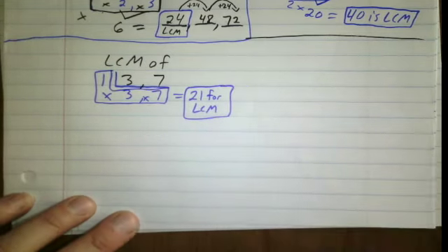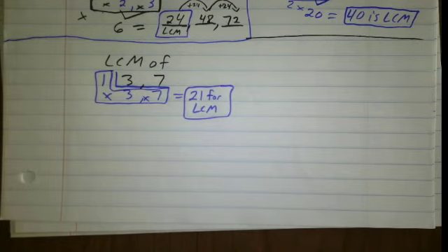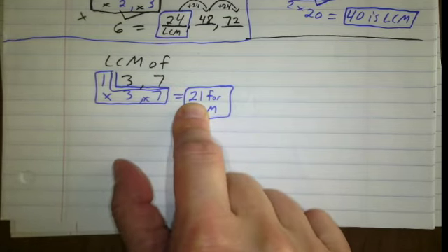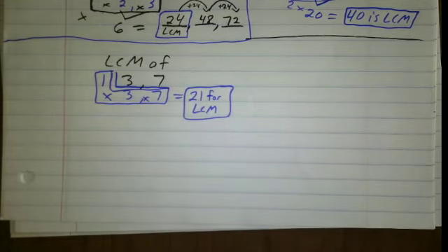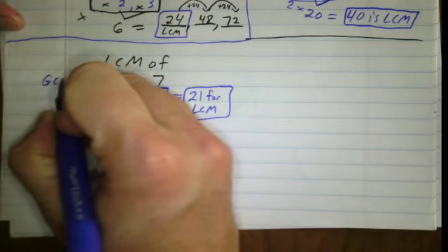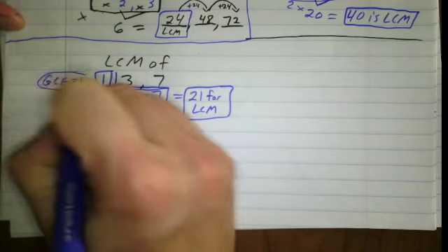Some people notice, well, when nothing goes into both of them, couldn't you just take 3 times 7? Absolutely. That's what you can do. So the least common multiple of two numbers when they don't have anything in common is just taking the two numbers and multiplying them. The first time they're going to have something in common is at 21. What is the greatest common factor? Well, the only common factor that 3 and 7 share is 1. So the GCF would be 1 in this case.